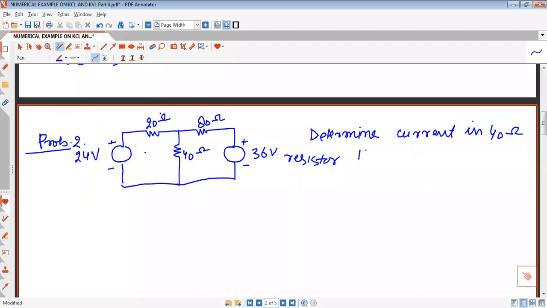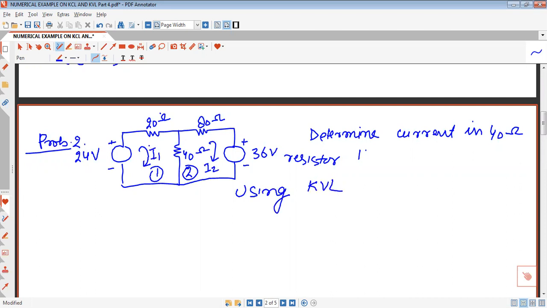Again it is the same type of problem. We can solve it by assuming two currents, I1 and I2, flowing in the two loops. This current I1 will go through 20 ohm, then 40 ohm, and then come back. And this I2 current will flow through 80 ohm and 40 ohm and then come back. But this 40 ohm has two currents, I1 as well as I2. So we write the equation for both loops I1 and I2 using KVL.